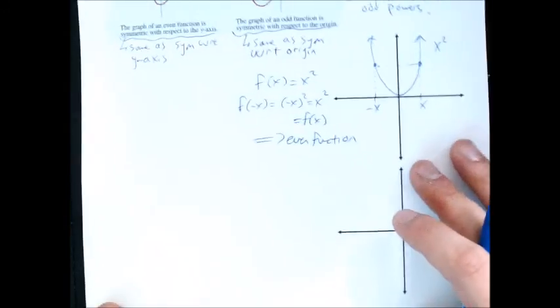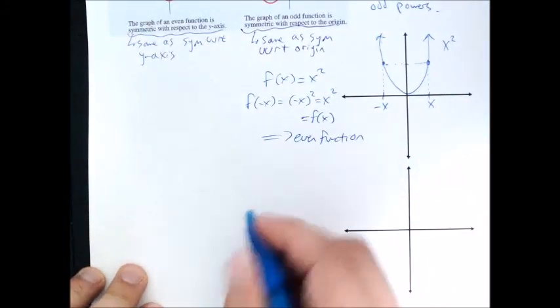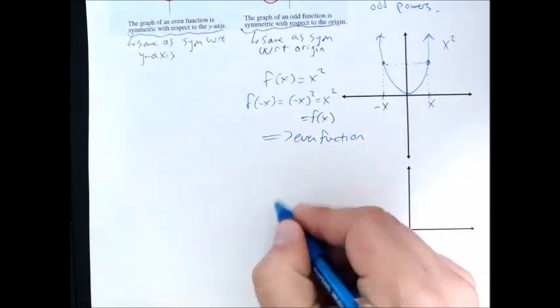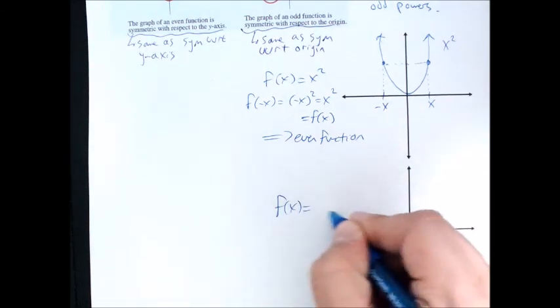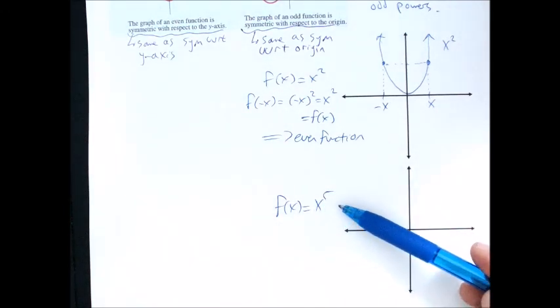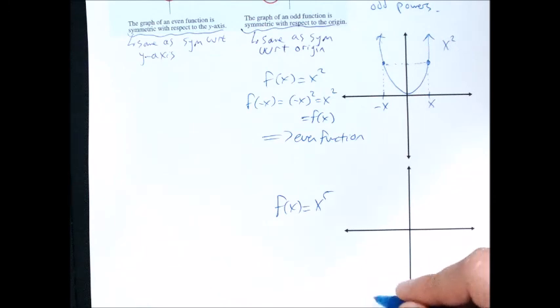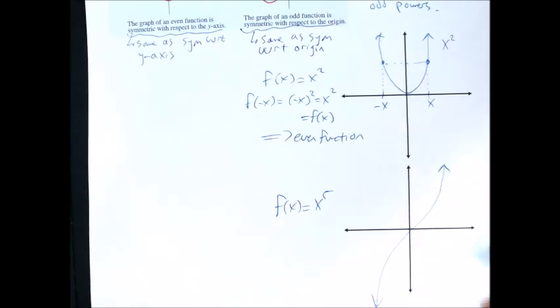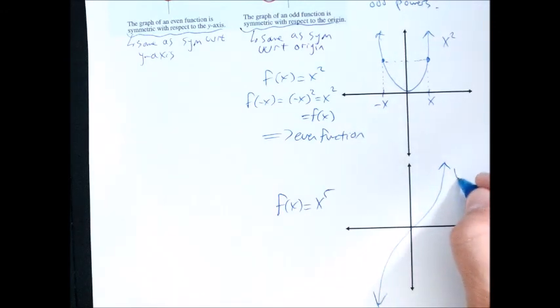So let's look at a real simple odd function then. What about f of x equals x to the fifth? All right, it's got odd powers, and so that's a good indication it's an odd function. If we look at what x to the fifth looks like, it's symmetric with respect to the origin.